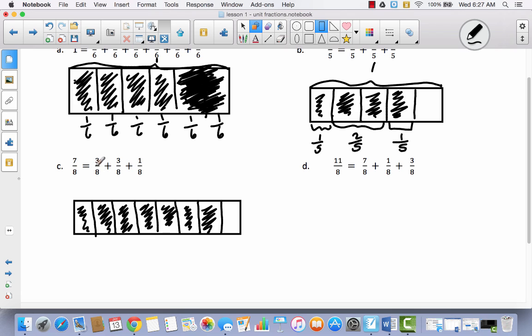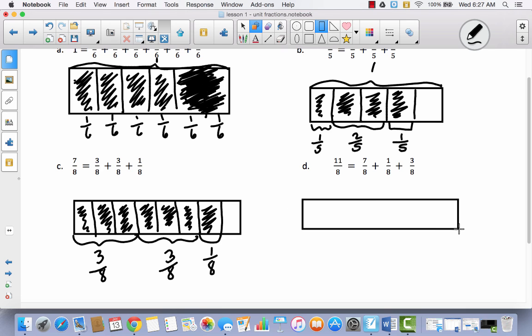All right, so we decompose this into 3/8, 3/8, and 1/8. So we're going to do 3/8, and then we're going to do 3/8, and then we're going to do 1/8. All right, so now this one you're going to notice we have more than one whole. So this is going to be a little bit different. So we're going to go ahead and I'm going to make it a little bit longer, okay?